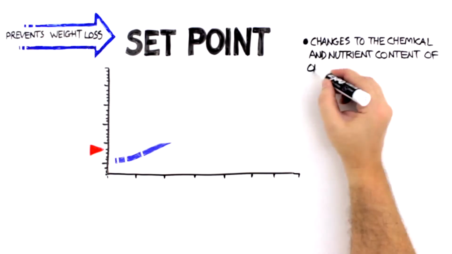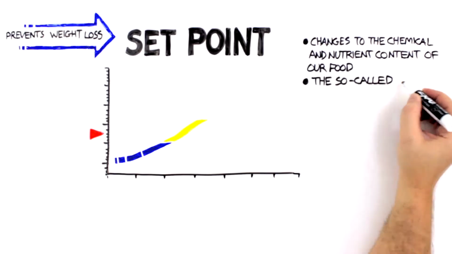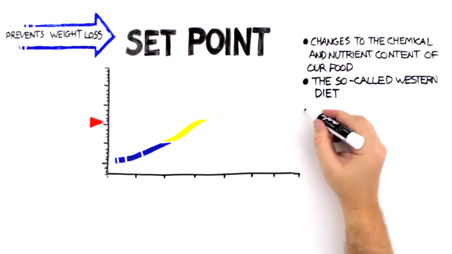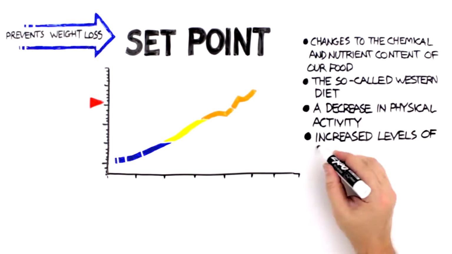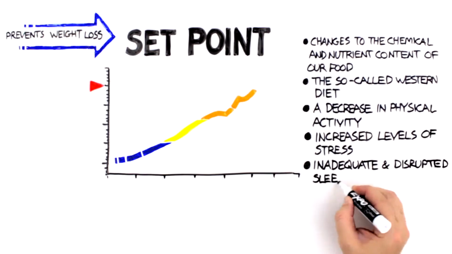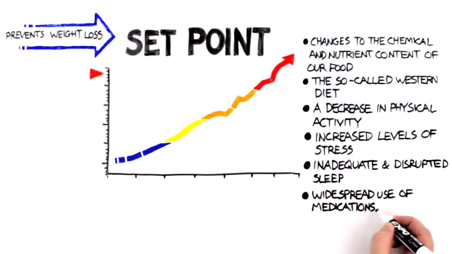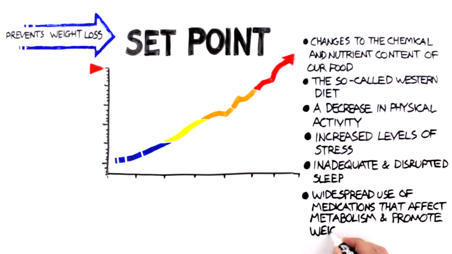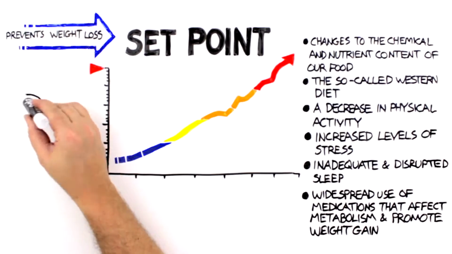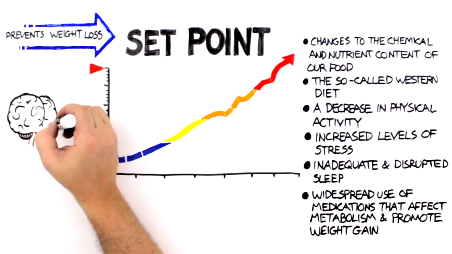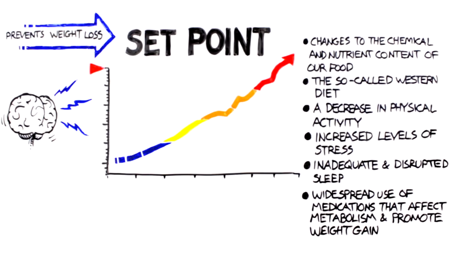Changes to the chemical and nutrient content of our food, the so-called Western diet, a decrease in physical activity, increased levels of stress, inadequate and disrupted sleep, and more widespread use of medications that affect metabolism and promote weight gain all appear to play a role in elevated set points and rising rates of obesity. And Amanda responded to those environmental changes by sending hormonal signals that elevate her set point for body fat.